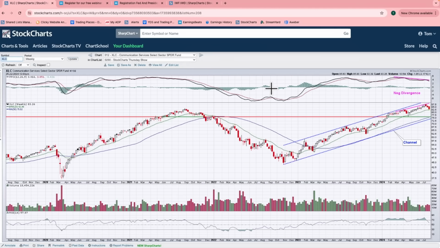Then we've got the communication services group, which you can see has been in a channel to the upside for quite some time. We had recent highs, with higher highs with a lower PPO. So we've got another negative divergence here coming down. We're testing that 20-week moving average.